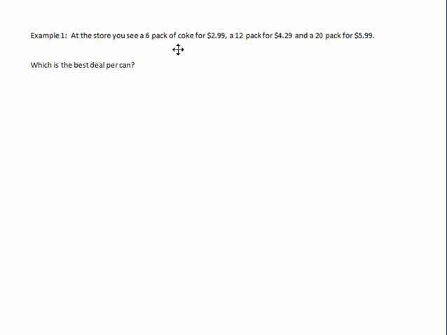At the store, you see a 6-pack of Coke for $2.99, a 12-pack for $4.29, and a 20-pack for $5.99. What is the best deal per can? Notice how there's only one can here, so let's put a number of cans in the denominator. So let's try that. Let's say we have $2.99. So this is what, money? $2.99, and we have 6 cans.